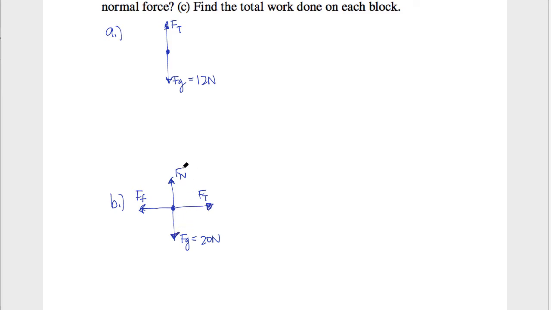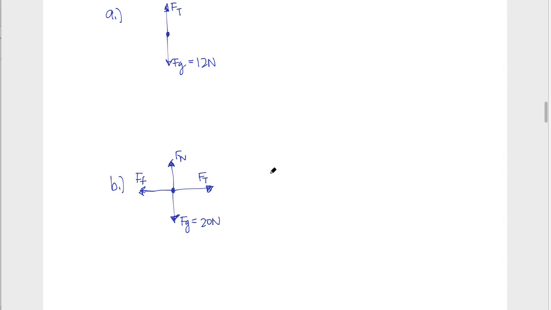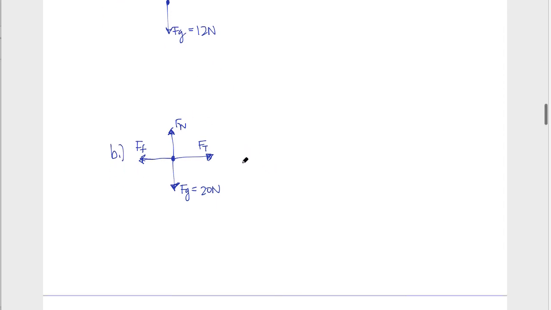And in order to go about figuring out how much work tension will do, I need to know what that tension force is. So this tension force will come from Newton's second law, and I'm going to start with the y direction because I know that normal force minus the force of gravity will be equal to mass times the y acceleration, which is 0. Therefore, the normal force will be equal to the force of gravity, or the normal force is equal to 20 newtons.